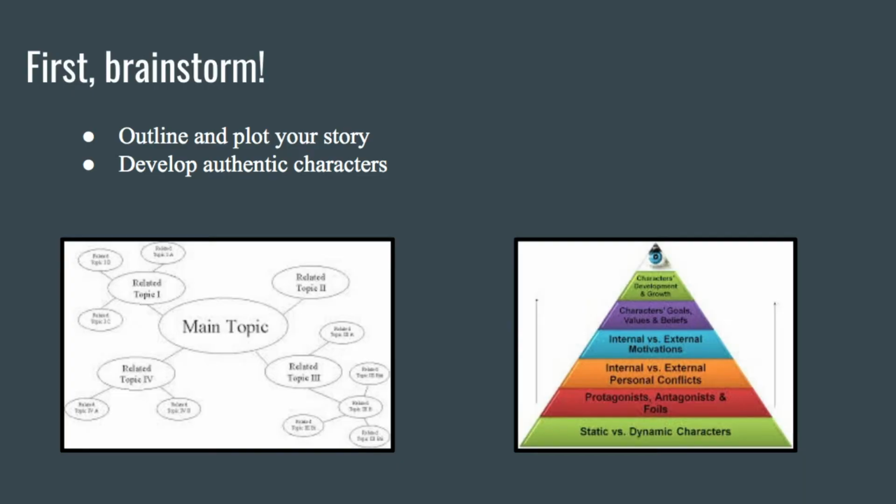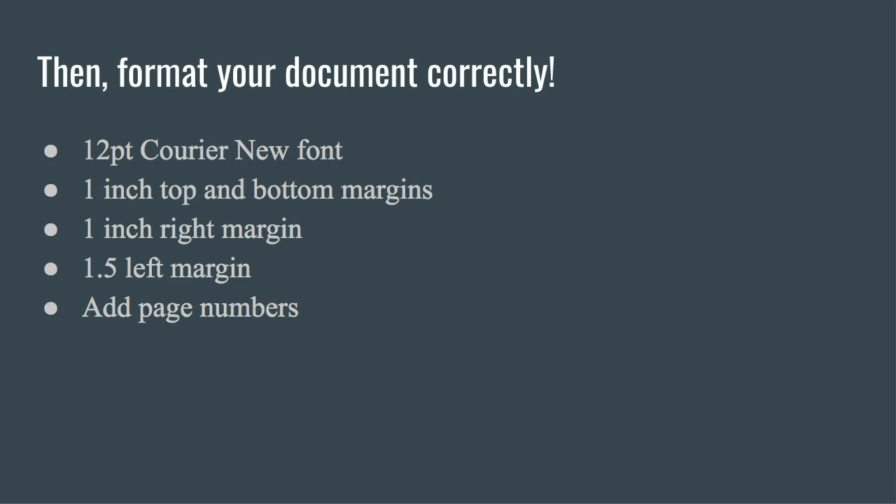Obviously, the first thing you need to do is brainstorm. Find a topic that interests you and plot and outline that story. Also, create in-depth and authentic characters that really add to your narrative. After that, you are ready to start writing.